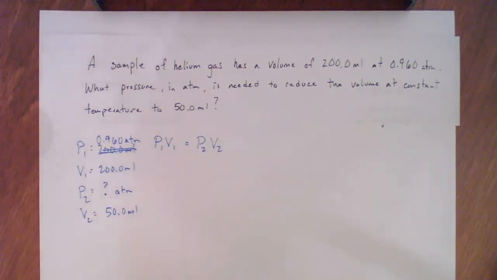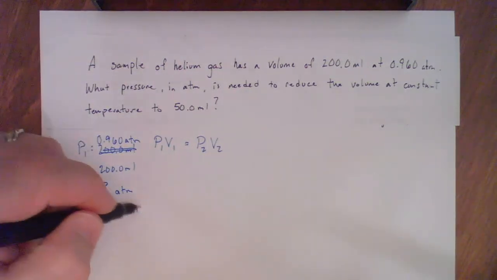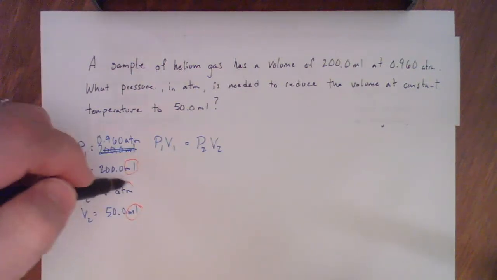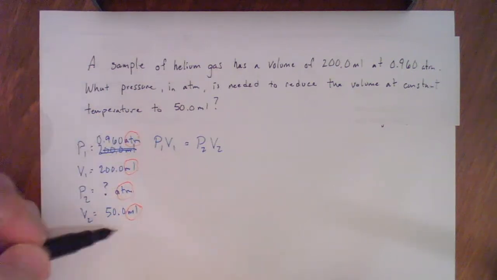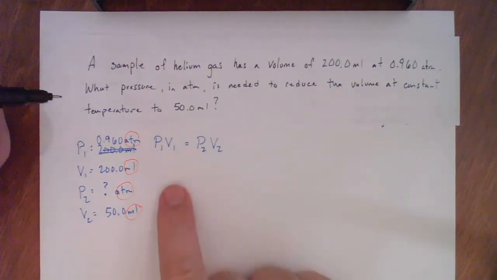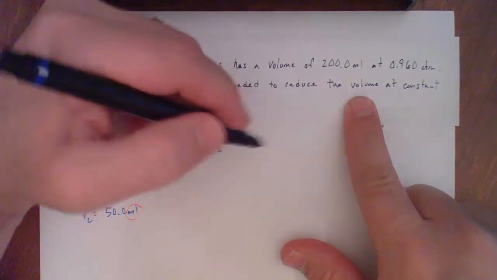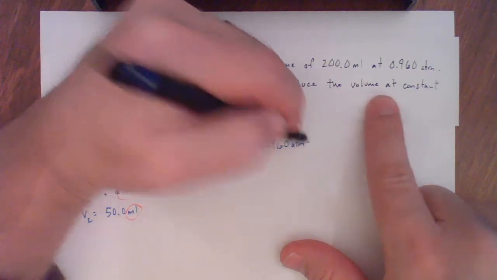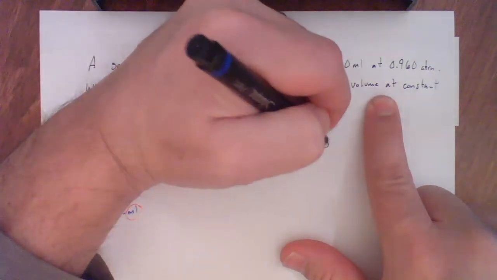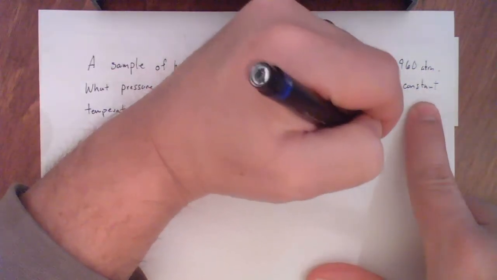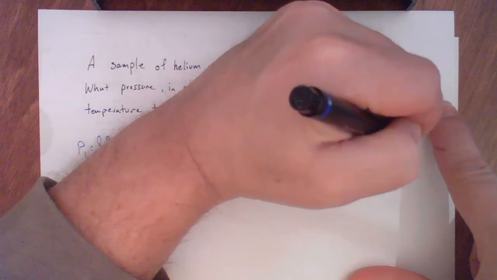Now, here's one of the things that we always want to watch. We want to make sure that the units match. So this is a volume unit in milliliters and a pressure unit in atms. So we're good to go here with our units. We don't have to do any unit conversions. Now what we're going to do is we'll set this up. So our pressure is going to be 0.960 atms. Our volume is 200 milliliters. Our new pressure is our question mark. And our new volume is 50 milliliters.